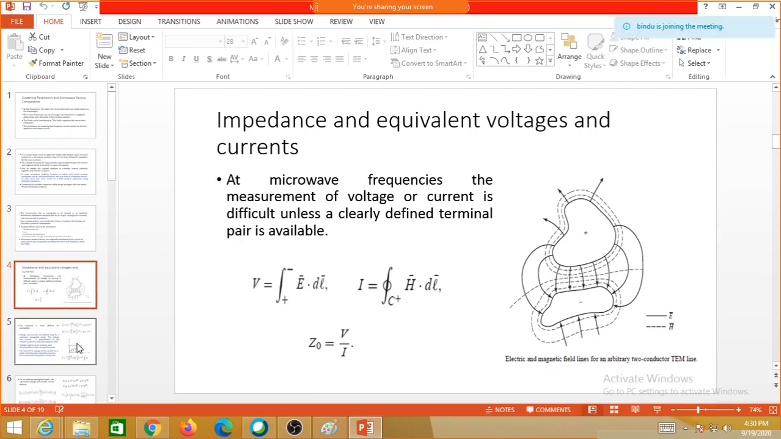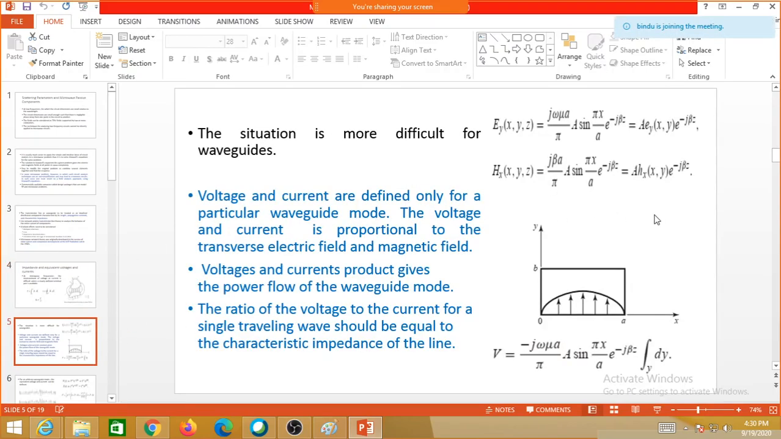Now, if you take the waveguide, what will happen? The waveguide is a non-TEM mode. That means there is no two conductor pair here to measure the corresponding voltage, current or field. There is only a metallic box. So how can we measure the voltage and current in this type of situation? Here we cannot directly measure the voltage and current in general.